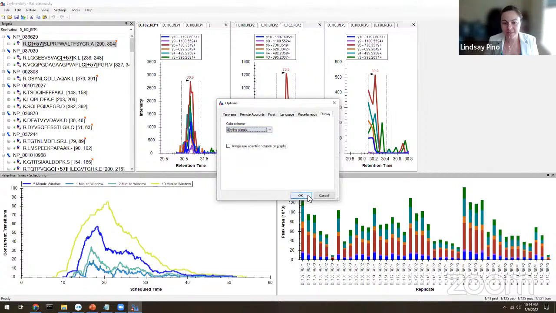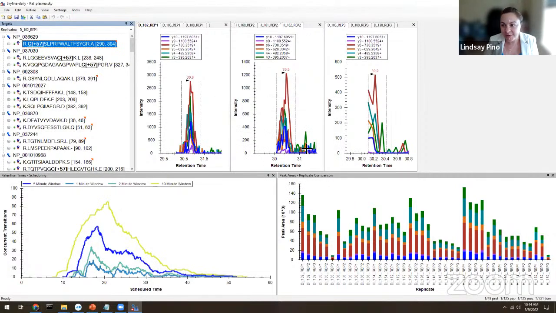But this is probably the most important thing, so that when you make your posters with Skyline screenshots, you can have your pretty color coordinated poster scheme.